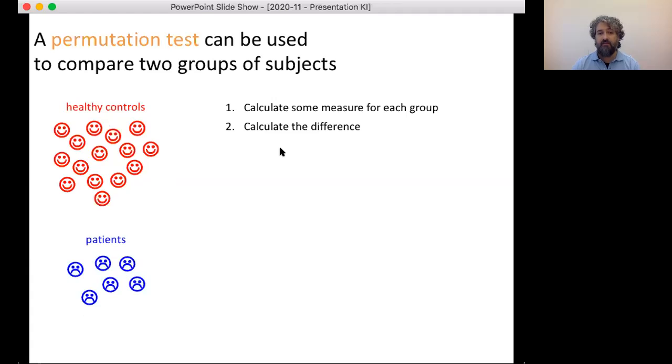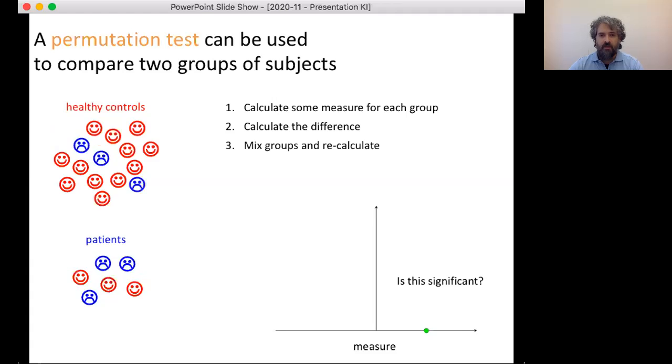Then you calculate the difference between these two measures. For example, think of the degree. Maybe the healthy controls have a high degree, so lots of connections, and the patients have a low degree, so not so many connections. Then you have a certain value for this measure, which means that the difference between healthy controls and patients tells us that healthy controls have more connections. The question is, is this significant? Is this a significant difference?